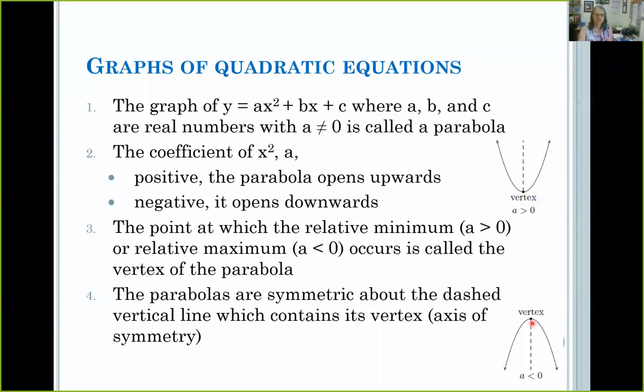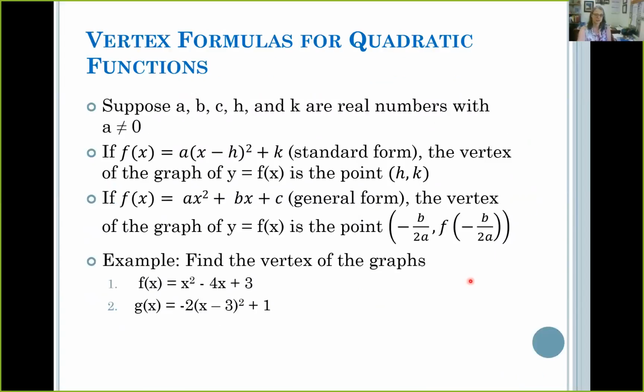So you see this dashed line right here, this guy? The parabola is symmetrical about that vertical line that goes through the vertex. The equation of that vertical line is going to be x equals whatever the x-coordinate of the vertex is. And we can find that vertex from the equation.